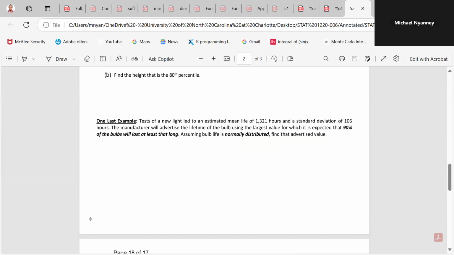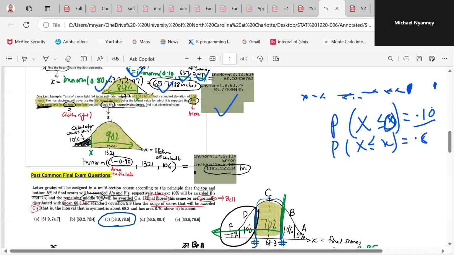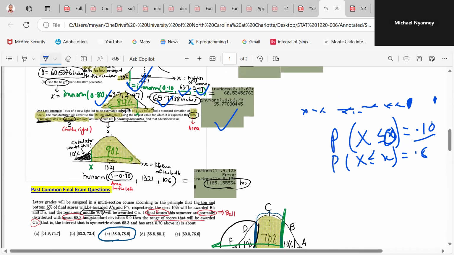Okay, so now we want to find the value. Let's go back to the question. Now we have been given a probability. So we are saying that the probability of X greater than or equal to x is equal to 0.9. That is what we are given. We want to find this value.